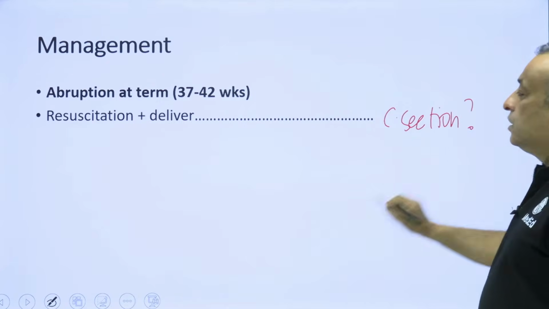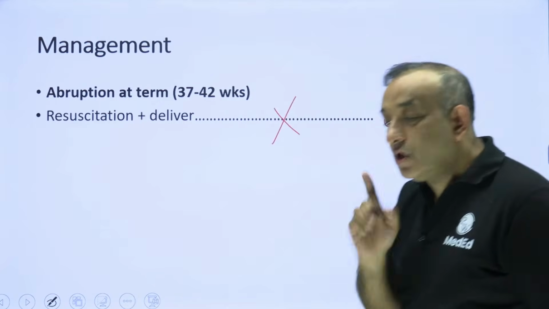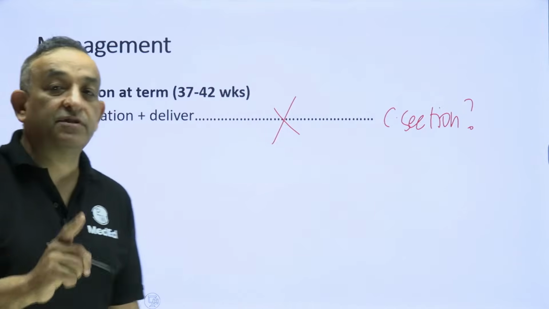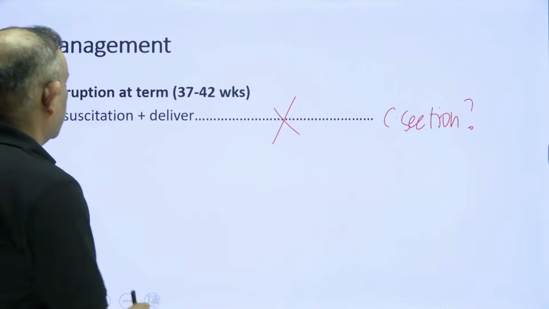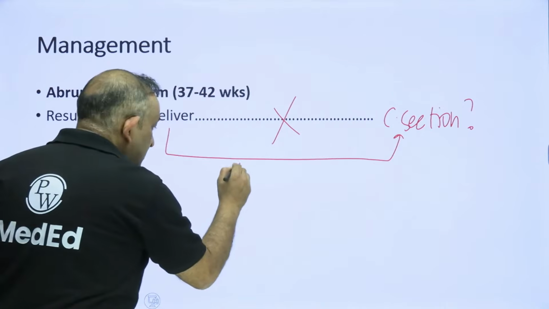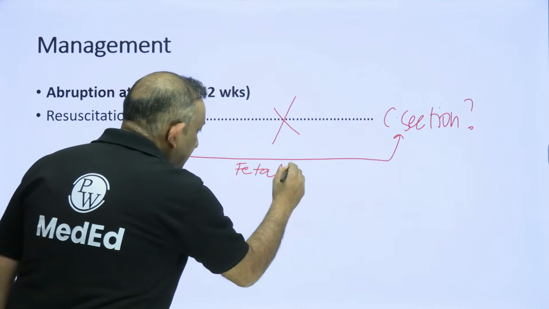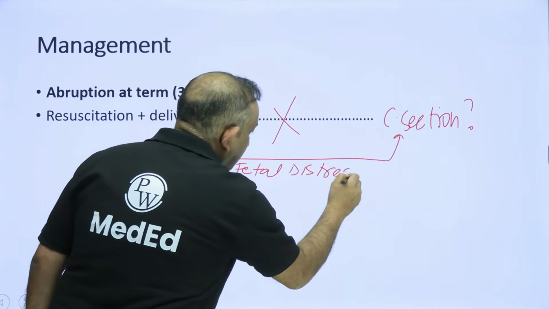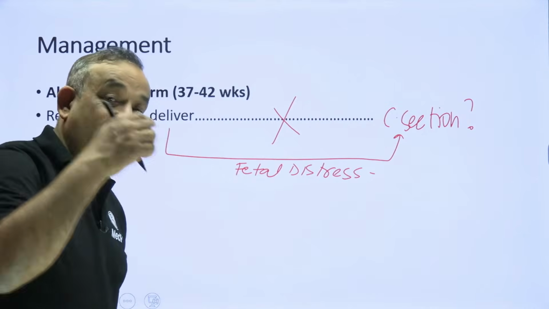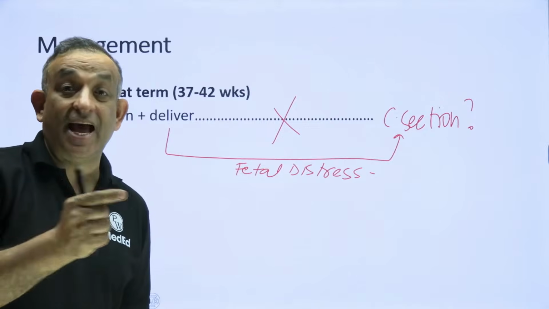Yes? No, man. Cesarean is not the answer to abruption. Please. Abruption by itself is not an indication for cesarean section. So, you do a cesarean section only if there is fetal distress, the fetal heart rate is less than 100, or if the fetal scalp blood pH you've done is showing acidosis.